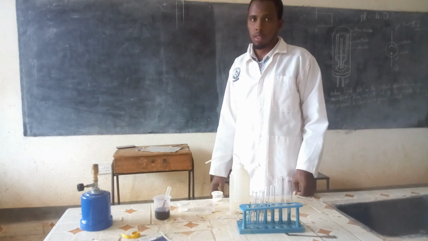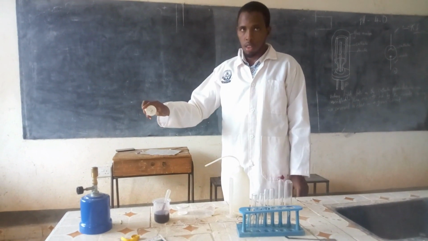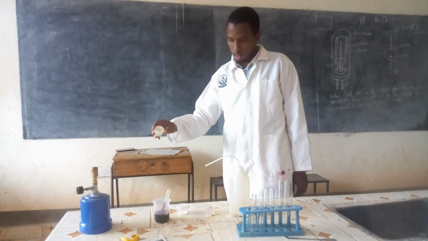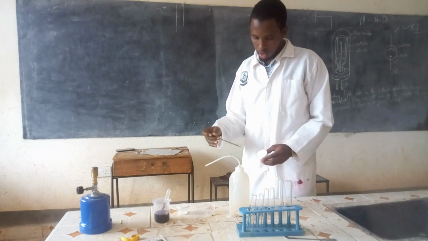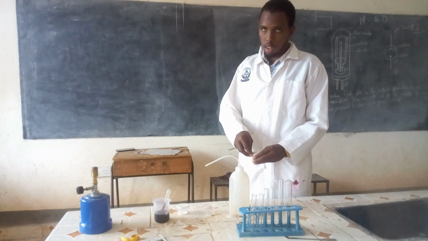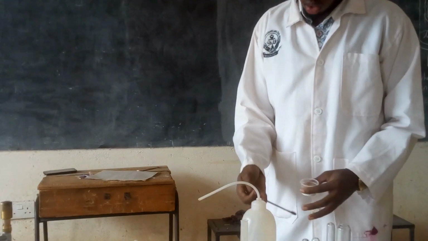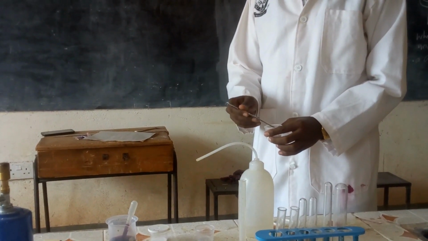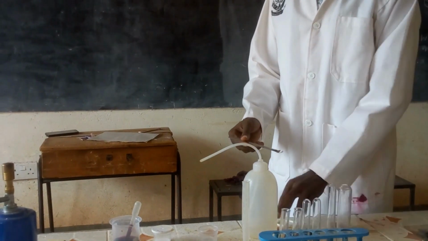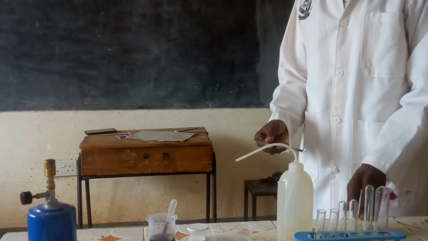Procedure 1: scoop half a spatula of solid V and burn it with a non-luminous Bunsen burner flame. So he's now scooping solid V using a spatula, half full. Then now we will burn it using a non-luminous flame.